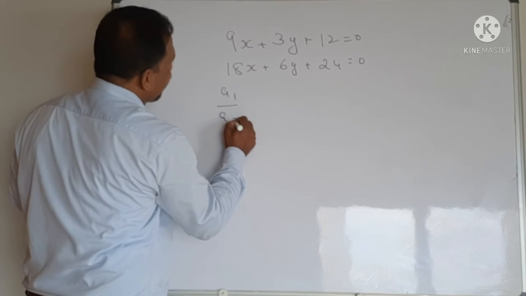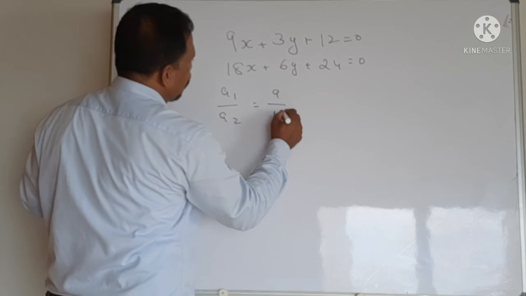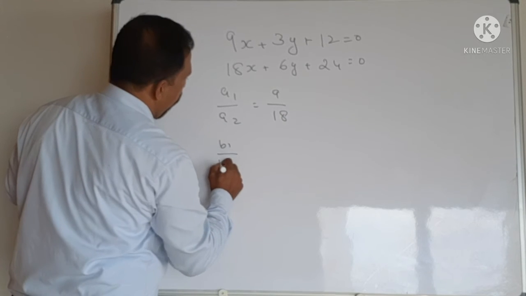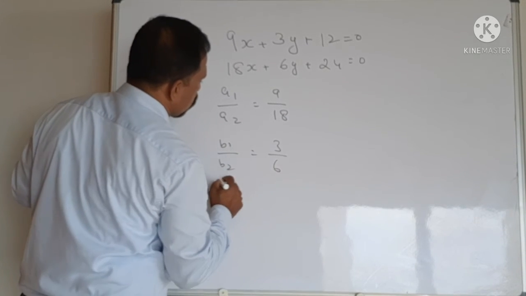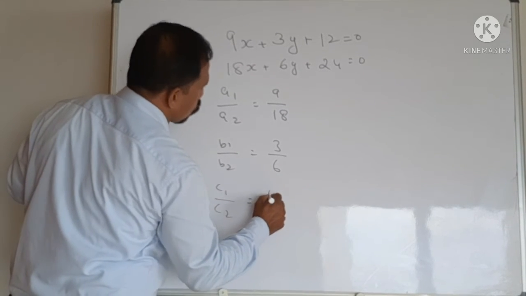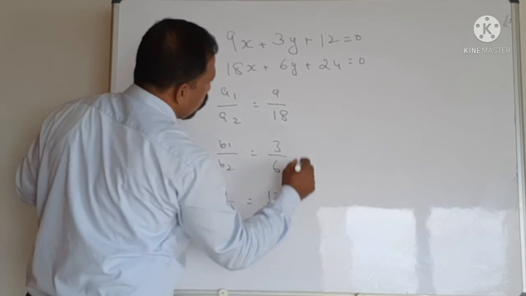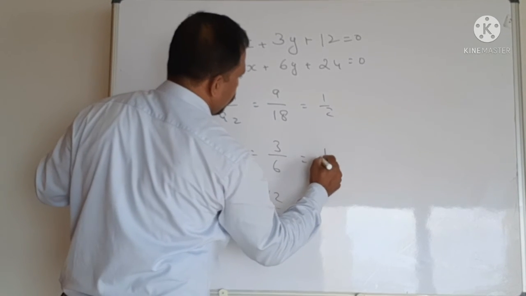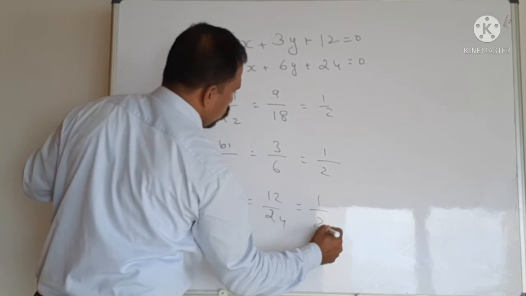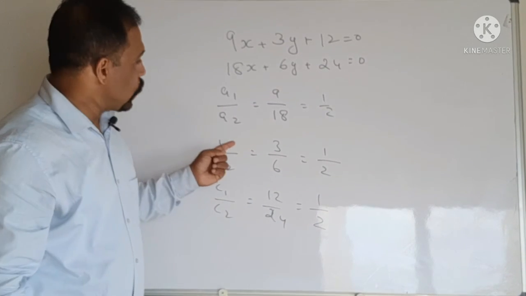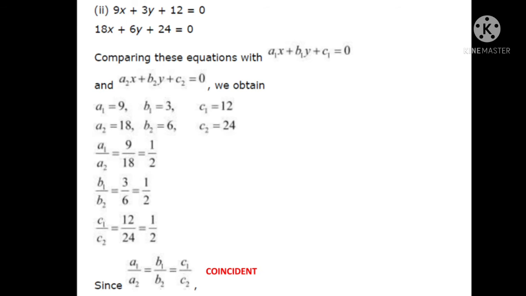a1 by a2 is 9 by 18. b1 by b2 is 3 by 6. What is c1 by c2? It is 12 by 24. So this is 1 by 2, this is again 1 by 2, this is again 1 by 2. Therefore, a1 by a2 is equal to b1 by b2 is equal to c1 by c2. If all the ratios are equal, then they are coincident lines.